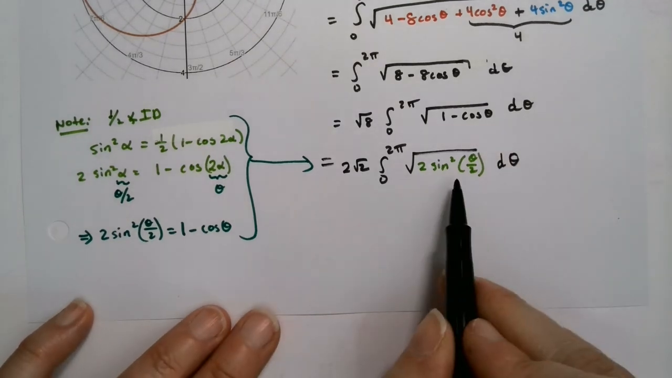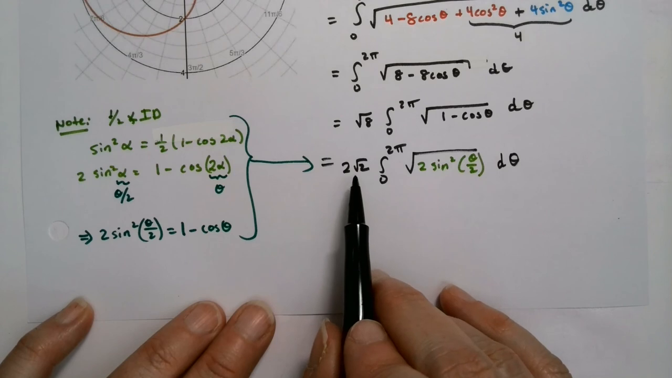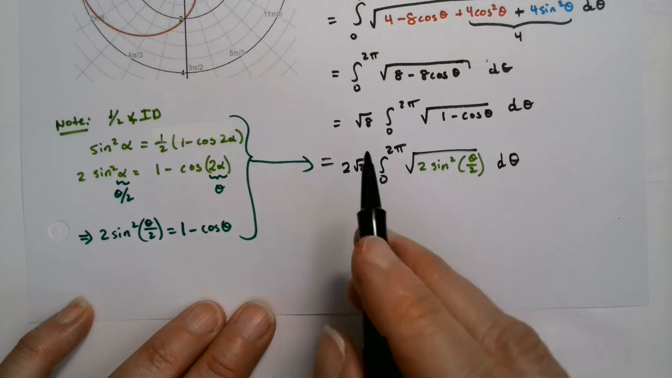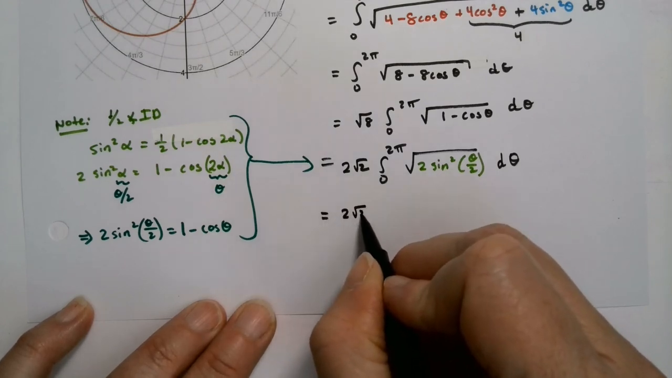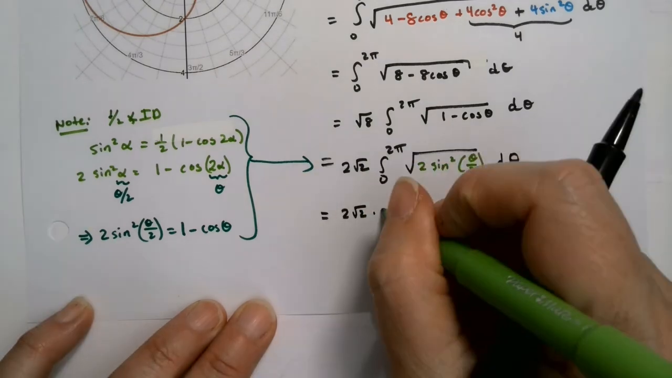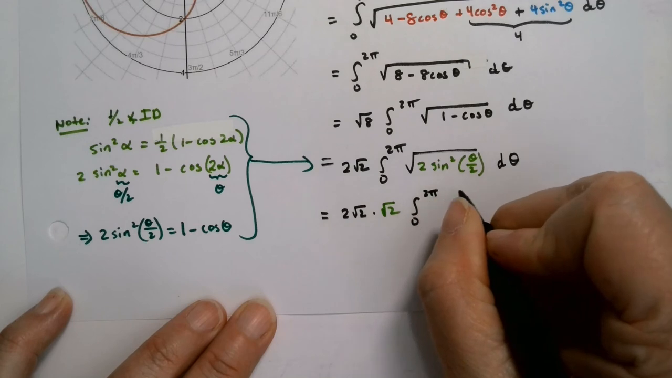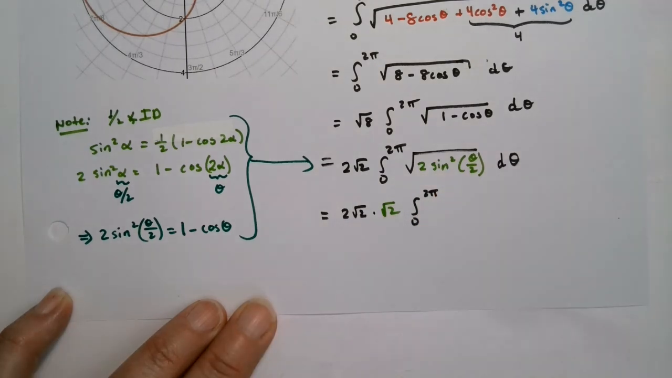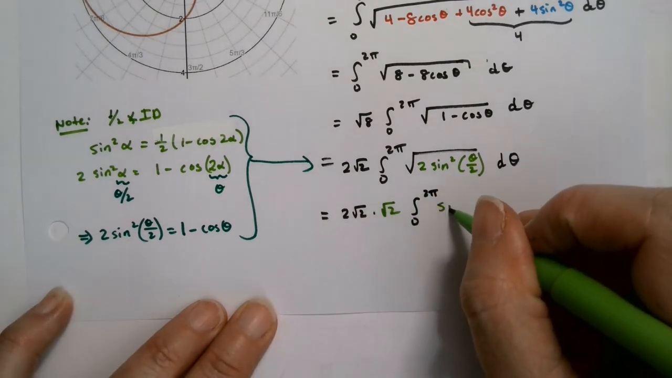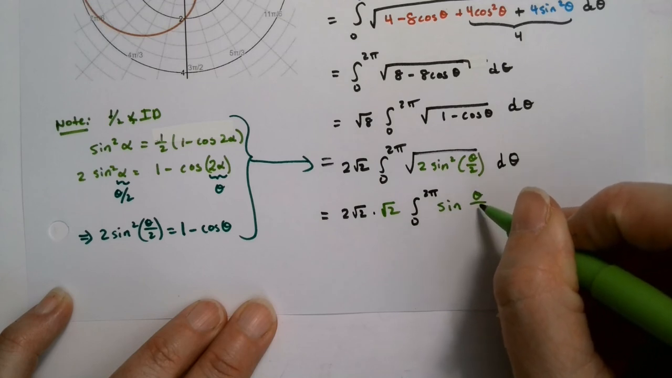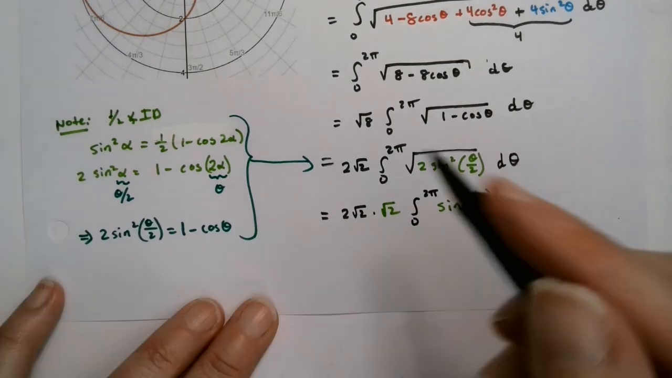Well, how did that help? Well, I can take the square root of 2 out. Square root of 2 times square root of 2 is 4. So that would be 2 square root of 2 times another square root of 2. And then I'm taking the integral from 0 to 2 pi of sine, because the square root and the squared will undo each other. And it's the sine of theta over 2 d theta.